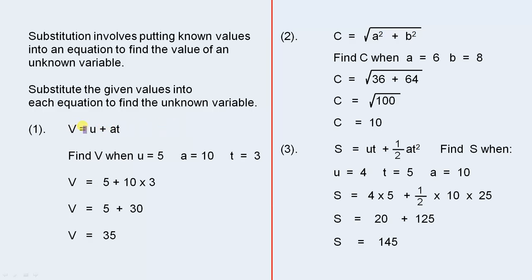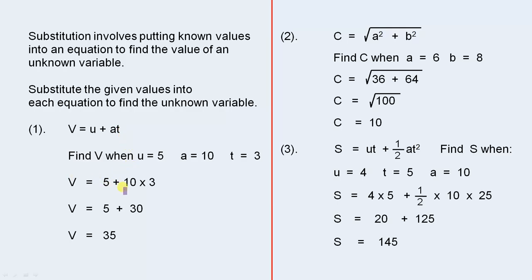Our first equation is v equals u plus at. We have to find v when u equals 5, a equals 10 and t equals 3. So when we substitute these values into the equation, we have v equals 5 plus 10 times 3. I've just directly substituted the values in here.